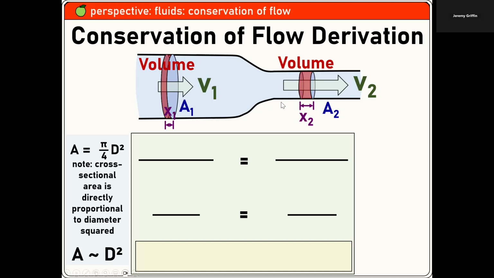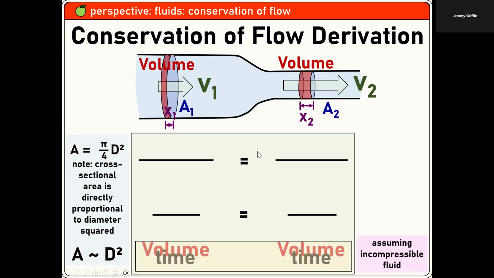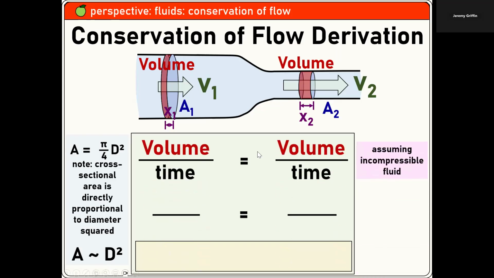Now this will work as long as the fluid is not compressible. The water is basically not compressible. The extent to which it's compressible is so tiny, it's negligible. We'll just ignore it. So we're going to say that the volume per time is the same ratio throughout the entire pipe system. So left side, right side, whatever. Okay. Now let's break this down a bit.